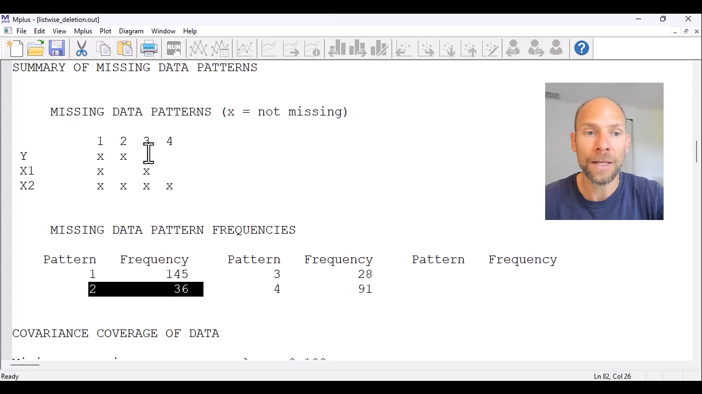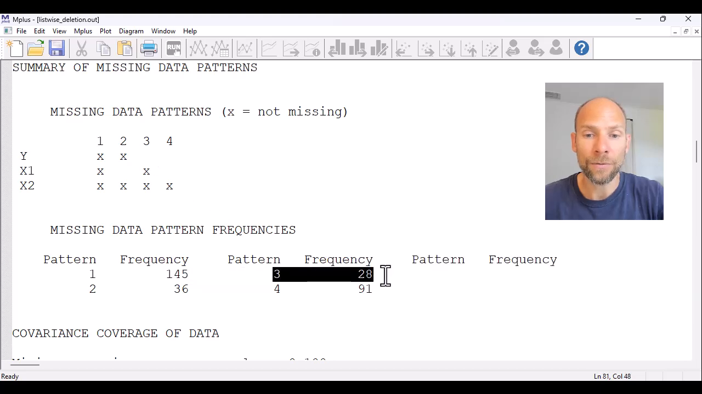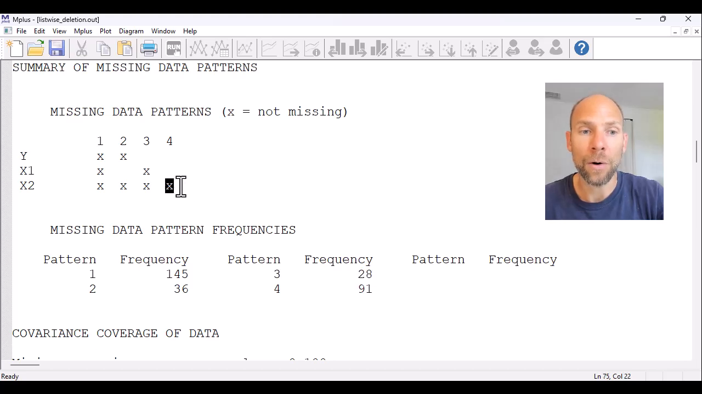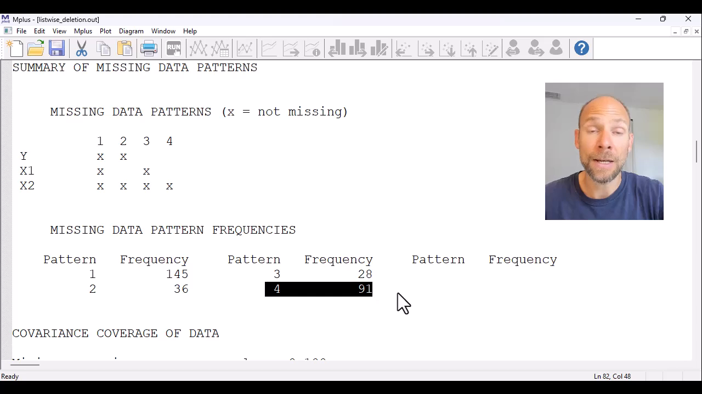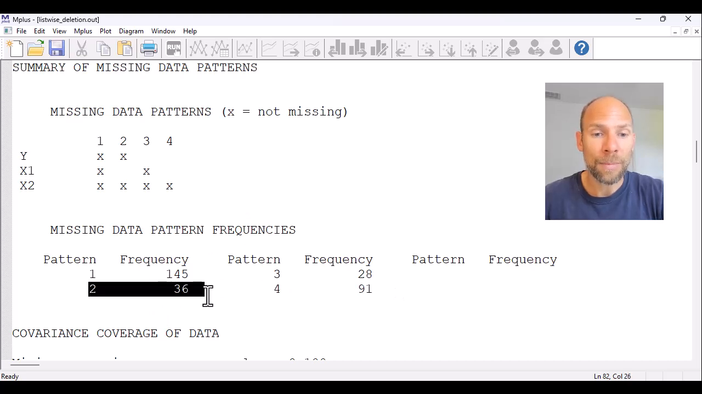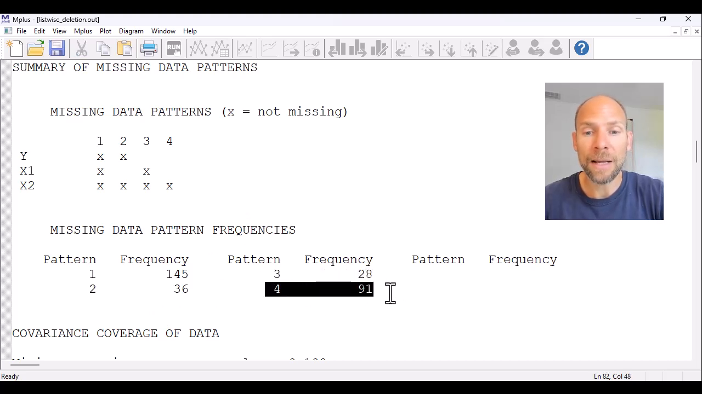Pattern number 3 shows missing data for the dependent variable Y, and that was observed for 28 cases. Pattern number 4 is one where we have data only for X2, and that pattern was seen in 91 cases, so quite a few. Notice that pattern number 2, pattern number 3, and pattern number 4 would be excluded in a listwise deletion analysis, so you'd lose a lot of cases.